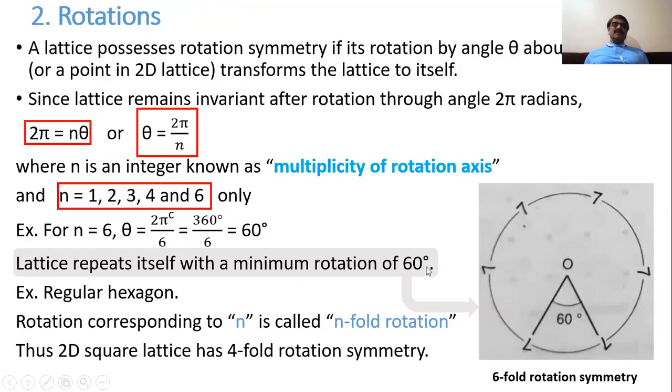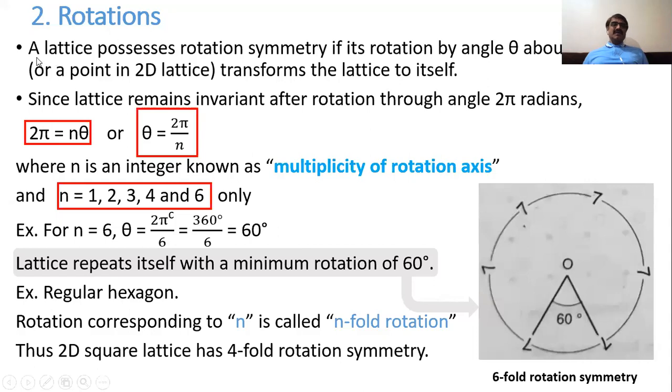Okay, now let us look at the next operation, that is called rotation. Now, what is rotation? Rotation means to rotate about a certain axis. A lattice is said to have rotation symmetry when it remains invariant or unchanged after rotating it about a certain axis passing through a point or through a lattice.